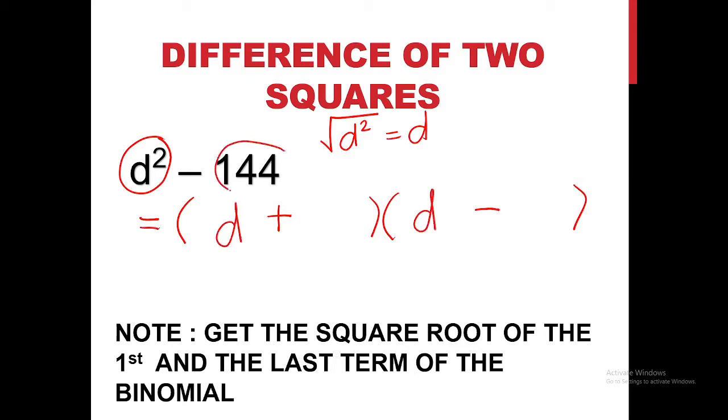Next, you get the square root of 144. How much is that? That's 12. You will be writing 12 there. That will be your factored form. Those are your factors. Let's have more examples. Okay, automatically, that's x. What will be your factors here?